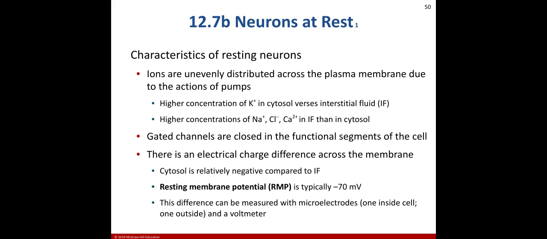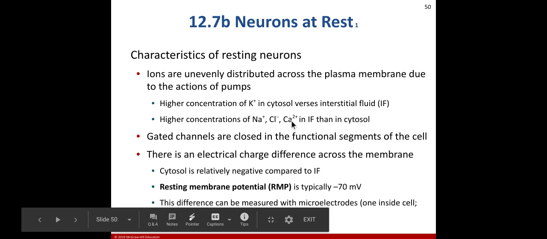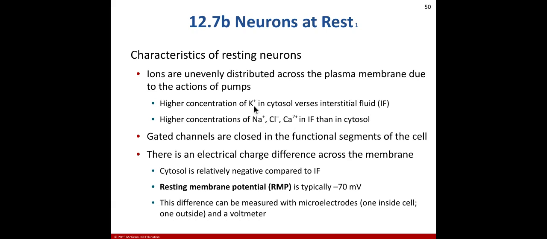When we look at that, we're going to have a positive charge outside, a negative charge inside. How do I get that? Well, we've got +1 and +2, so that's +3, and -1, +2, +1. So we have a difference in charge, okay? The gated channels are closed. There's an electrical charge difference. The cytosol is more negative.